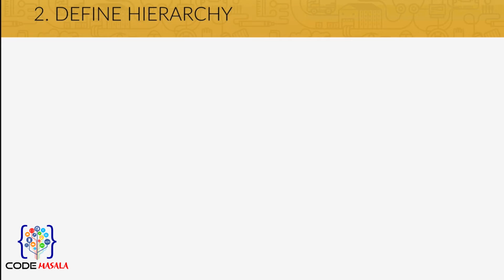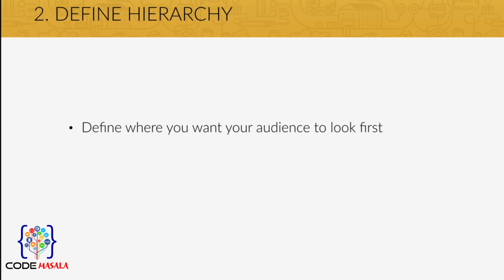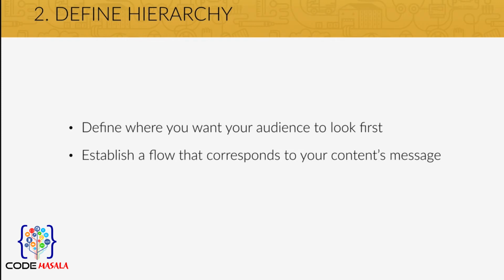And how do you do it? Just design with having 3 simple guidelines in mind, and you should be fine. First, define where you want your audience to look first. Also, establish a flow that corresponds to your content's message. Because hierarchy is exactly that. It guides the user from one element to the next. And then, use whitespace to build that exact flow.